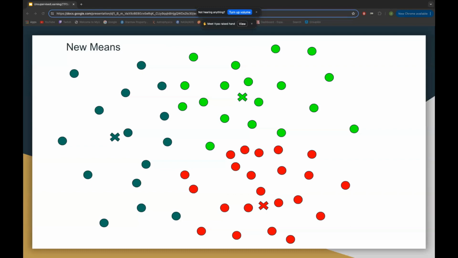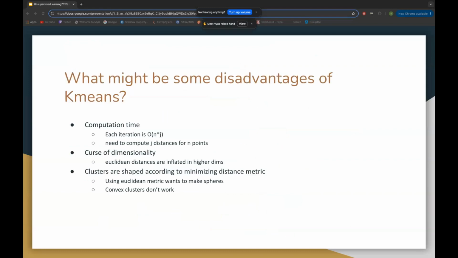So let me get to my slide here. Here are a couple of disadvantages that I labeled. Computation time: this can be expensive. Each iteration we need to compute j distances for n points, so this can scale poorly. As well, in higher dimensions, distances are inflated, so that also leads to issues.